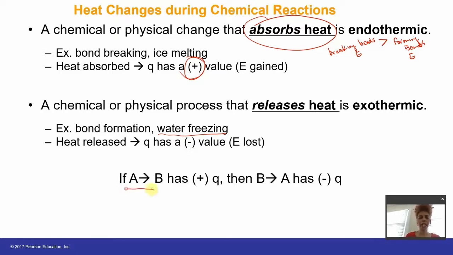So if I have a reaction that's A to B, and it's a positive amount of energy that's added and required in the reaction, well, if I reverse that reaction and go from B to A, then that process has a negative amount of energy associated with it. So that just means if I have to put energy into a reaction going forward, I have to take energy out going in reverse.